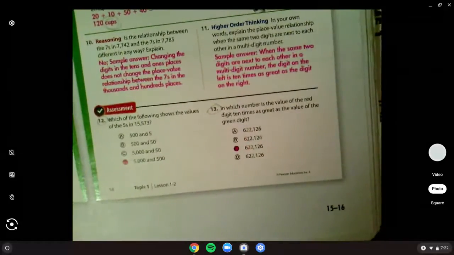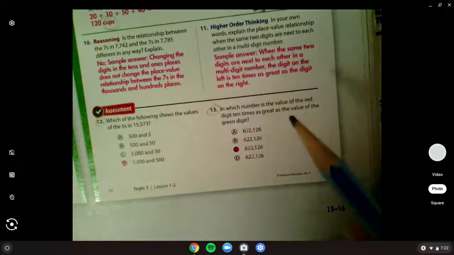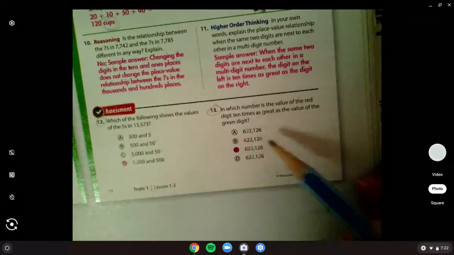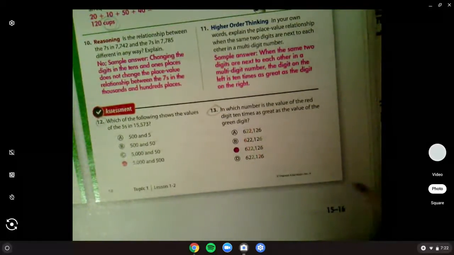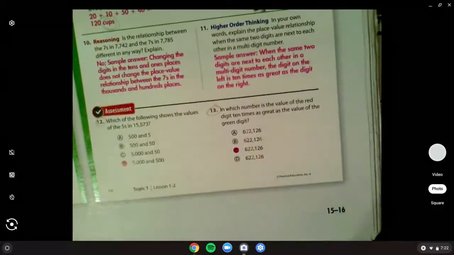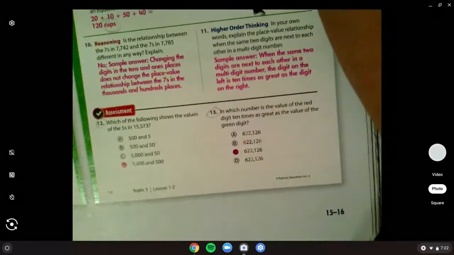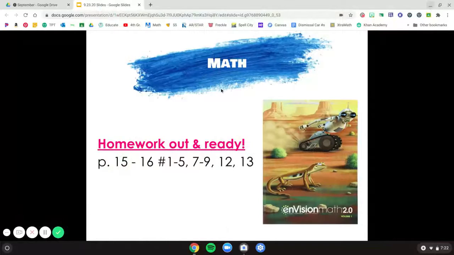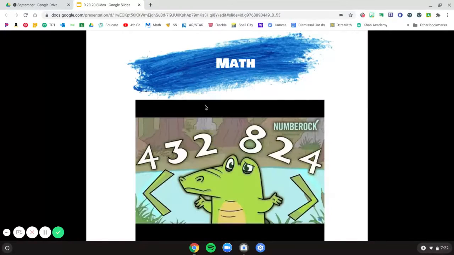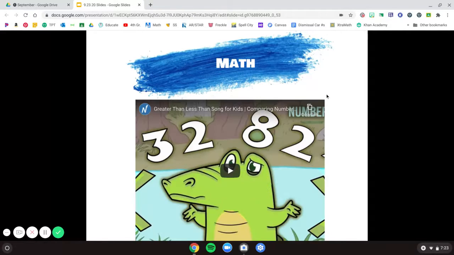The red is the greater one. And they're right next to each other, so they're 10 times apart. And D, they aren't right next to each other, and the red is behind. All right. So that was our homework. Nice job. All right. So what we've got today is comparing numbers.